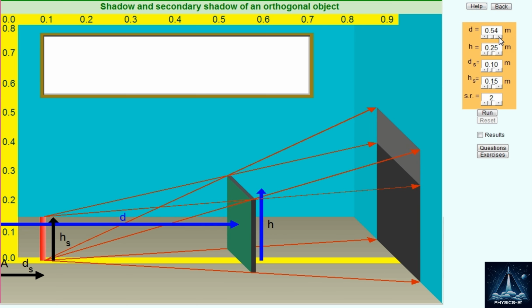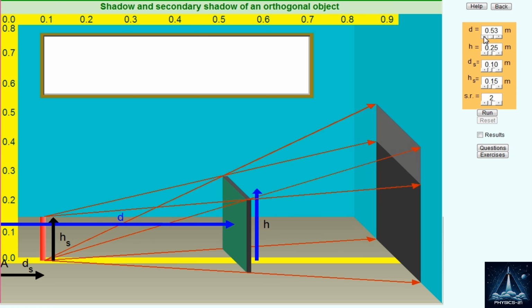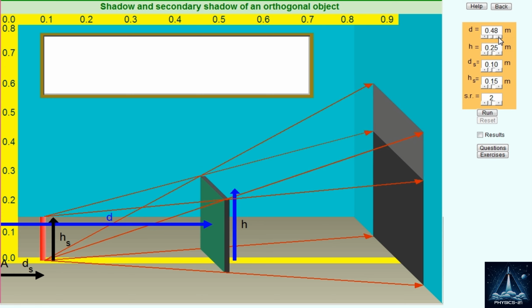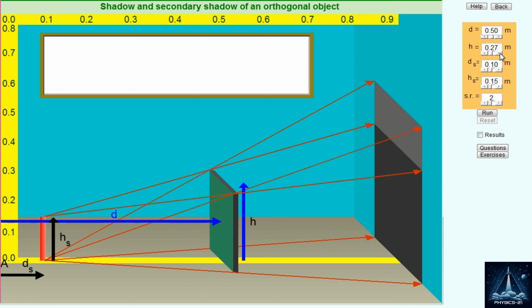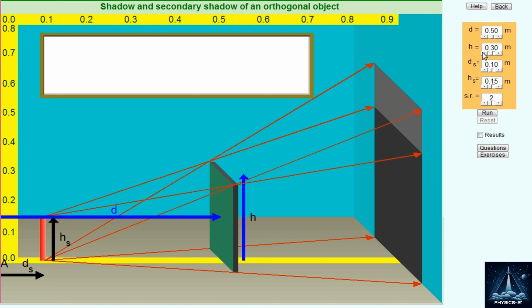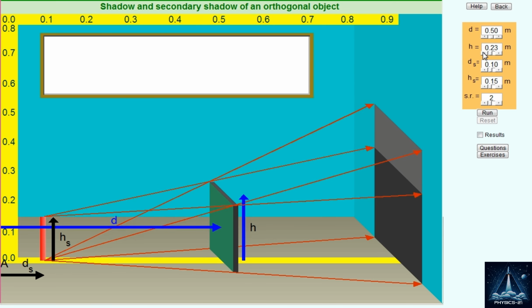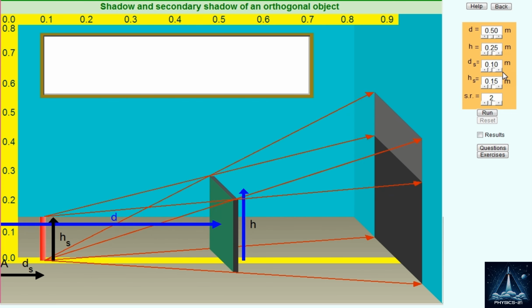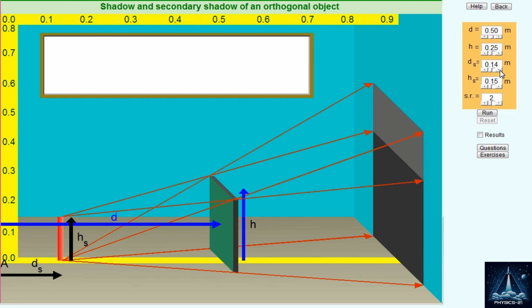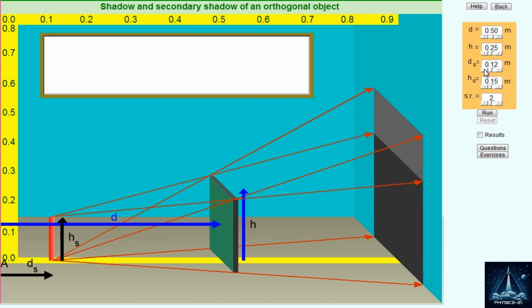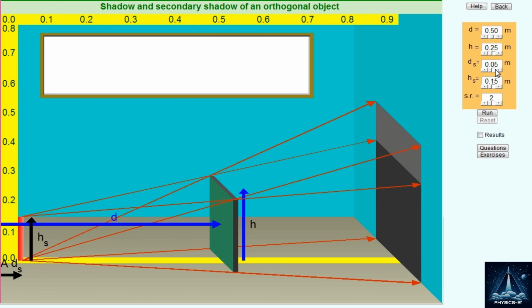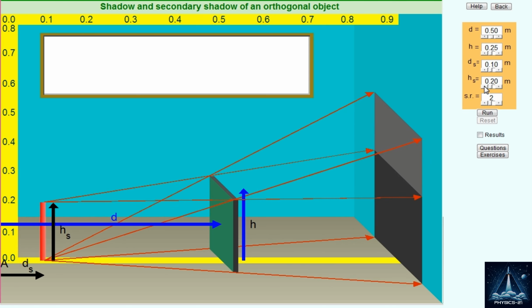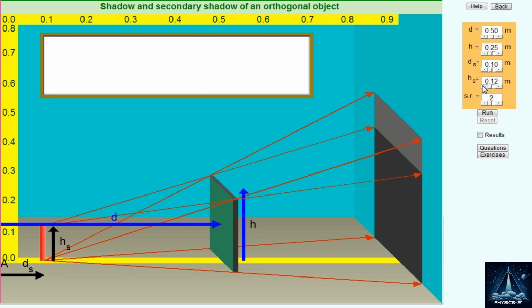The parameter "d" denotes the object position. The parameter "h" denotes the object height. The parameter "ds" denotes the source position. The parameter "hs" denotes the source height.